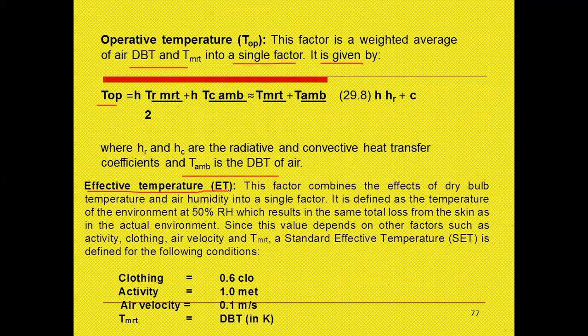Now the effective temperature, ET. This factor combines the effects of dry bulb temperature and air humidity in a single factor. It is defined as the temperature of the environment at 50% RH which results in the same total heat loss from the skin as in the actual environment. Since this value depends on other factors such as activity, clothing, air velocity and TMRT, the standard effective temperature, SET, is defined for the following conditions.